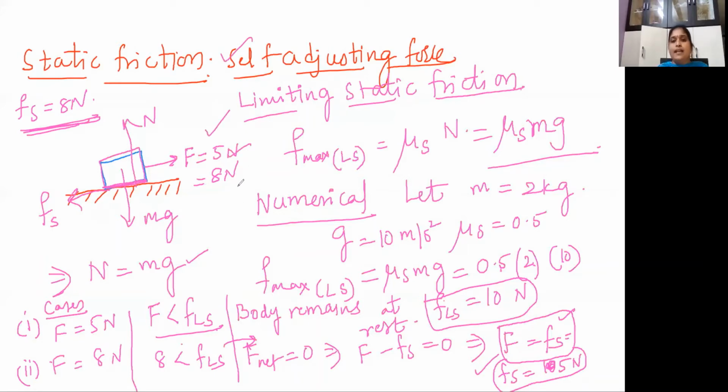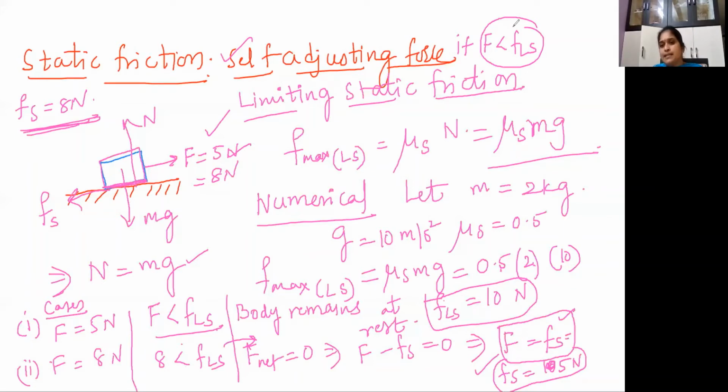So remember, what is a self-adjusting force, children? Self-adjusting force means if the applied force is less than the limiting static friction, then the frictional force in that case will be static and is equal to the applied force. Hence, the static friction is a self-adjusting force. So all of you remember the algorithm. Whenever you have to find static friction, first you have to check with the limiting static friction, whether the applied force is less, equal or greater.